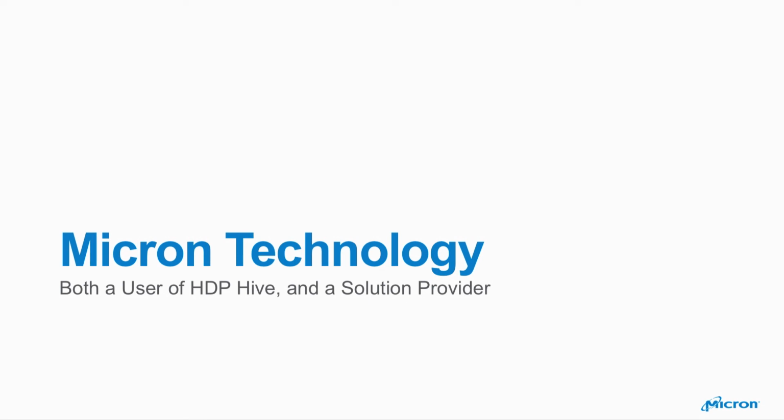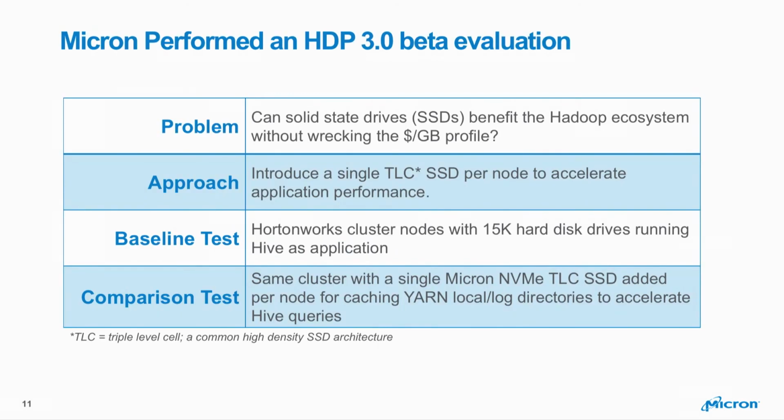So at Micron, we are continually testing methods to optimize big data solutions with Micron SSDs and memory. In evaluating HDP3, we asked ourselves, how can SSDs benefit the Hadoop cluster without wrecking the $ per GB profile? So our approach was to add to each node in the cluster a single TLC SSD to accelerate application performance. TLC is an acronym for triple level cell. It just means that the SSD was built with TLC NAND.